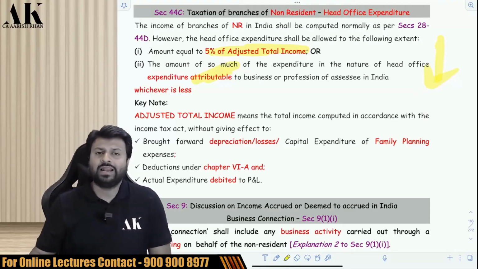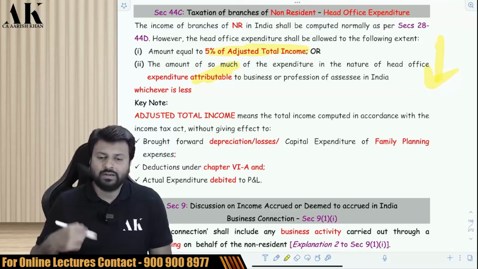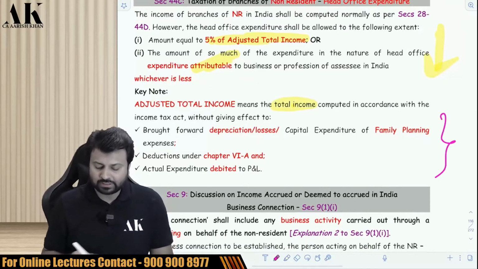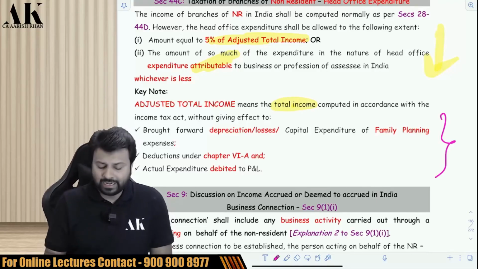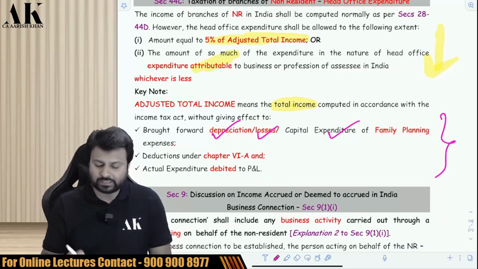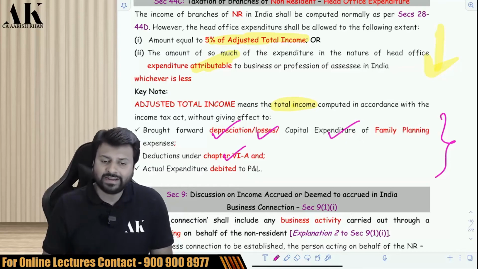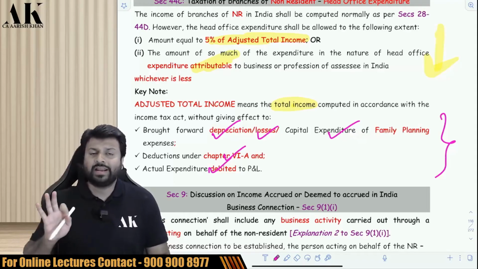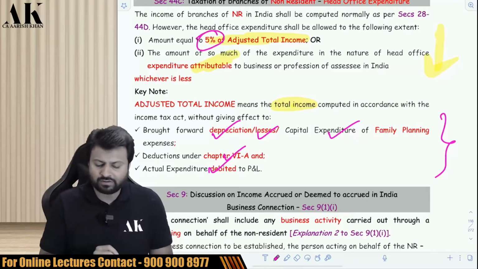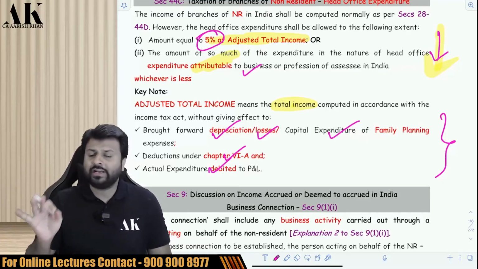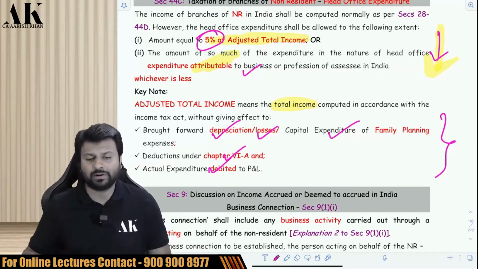Obviously, you will ask now, what is adjusted total income? Adjusted total income means nothing but total income plus these items. What are these items? Take total income and then add unabsorbed depreciation, add brought forward losses, add capital expenditure on family planning, not revenue expenditure, add Chapter VI-A deductions, and then add the actual expenditure debited to the P&L. If you do these things, you will get the adjusted total income. Take 5% of that, compare with actual, whichever is lower will be considered as your deduction of head office expenditure to the branches in India.